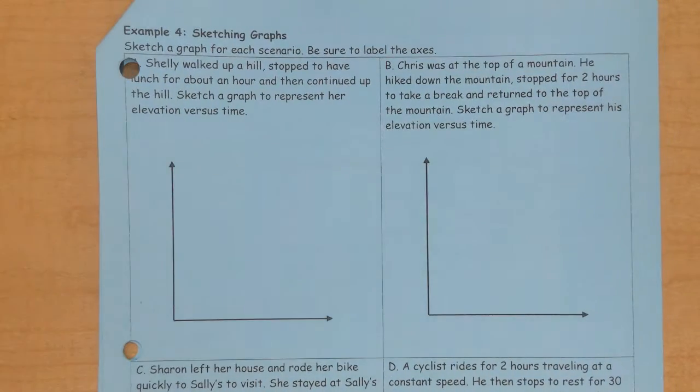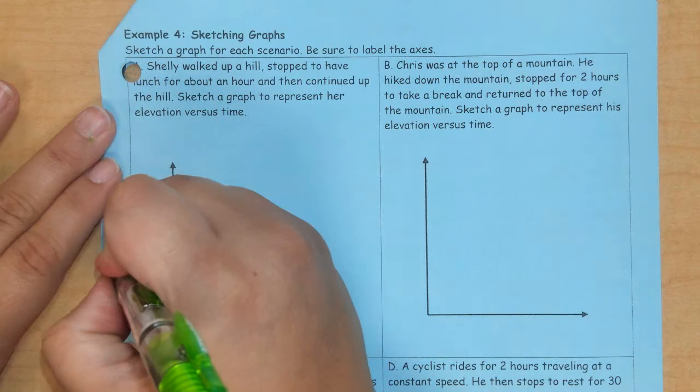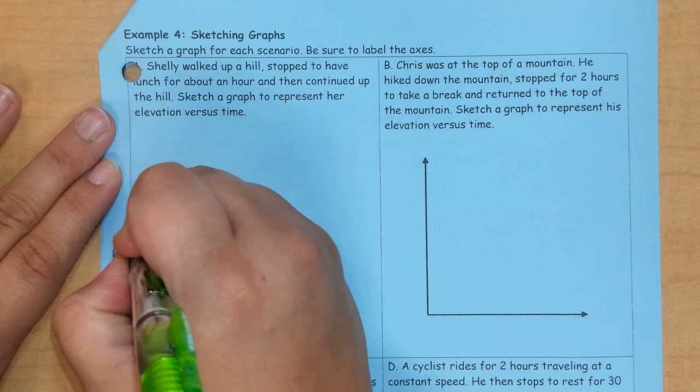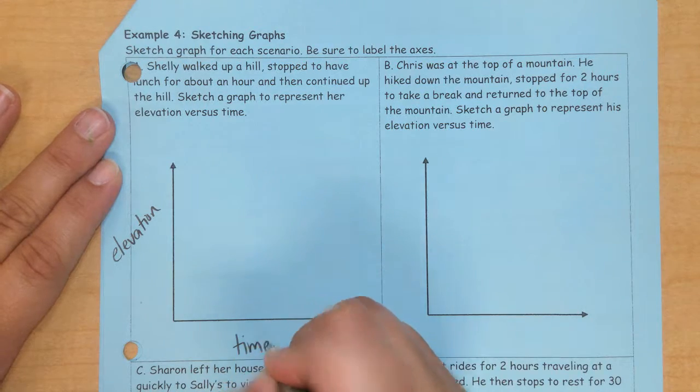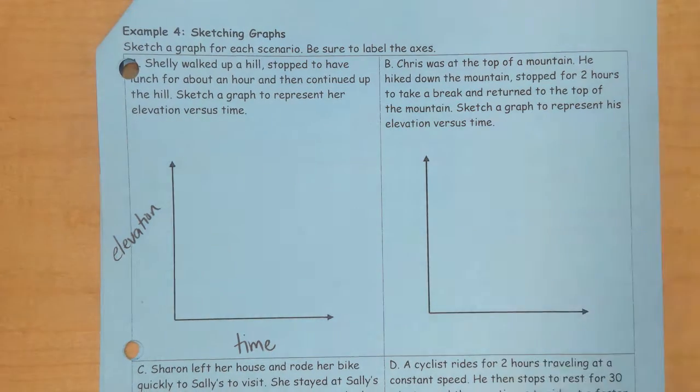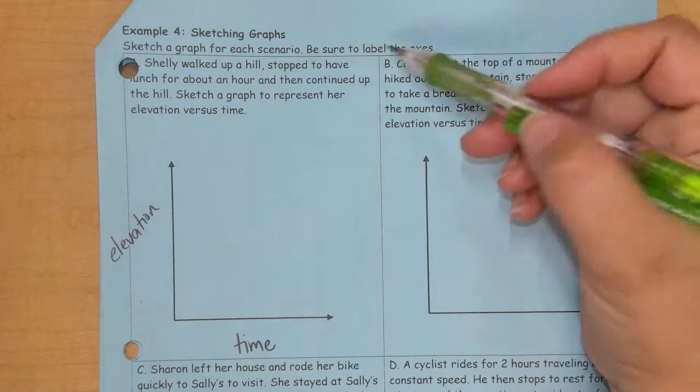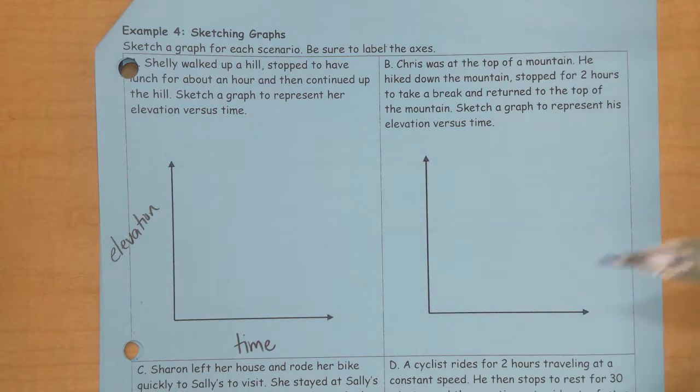we have to sketch graphs. So it says Shelley walked up a hill, stopped to have lunch for about an hour, and then continued up the hill. Sketch a graph to represent her elevation versus time. So on the side, we're going to say that's your elevation, and time at the bottom. And this is a sketch, so we're not making it perfect. We're just going to make sure we label the axis, which we did, and then we just sketch.